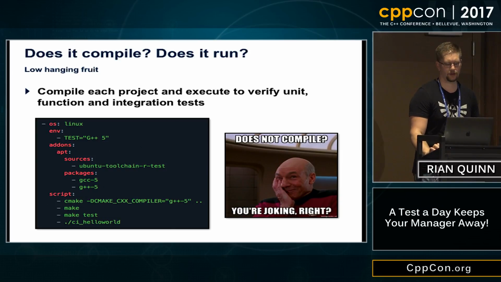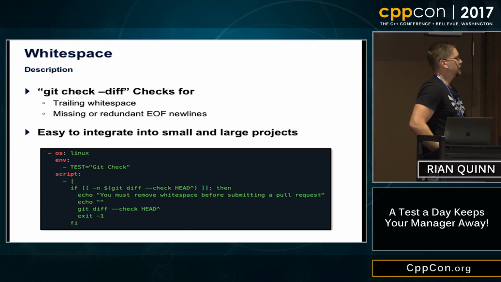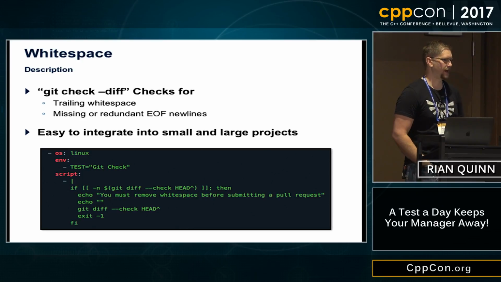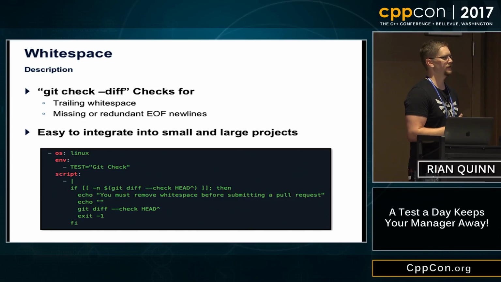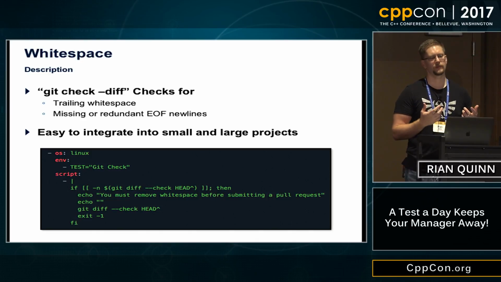So the next check here that has a really large return on investment is simply doing a white space check. This is actually quite important because it helps prevent contamination of your Git history. Everybody's got different editors and different ways they like to code.